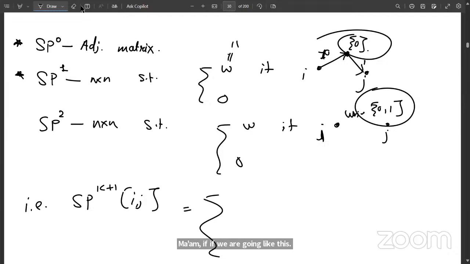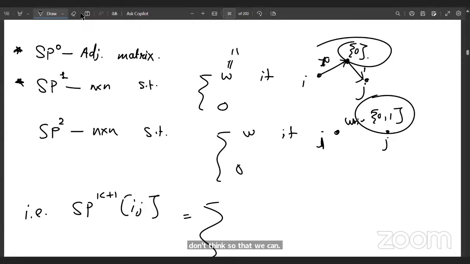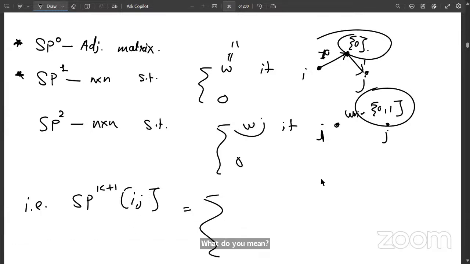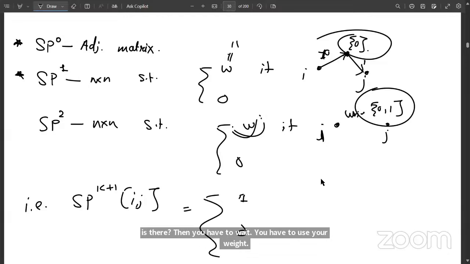Ma'am, in SP2, can we use either 0 or 1, or do we have to use both 0 and 1 when we are moving from i to j? See, if a weighted graph is there, then you have to use your weight. And if weight is not there, then use 0 and 1. If the path is there, then use 1. Otherwise, 0.